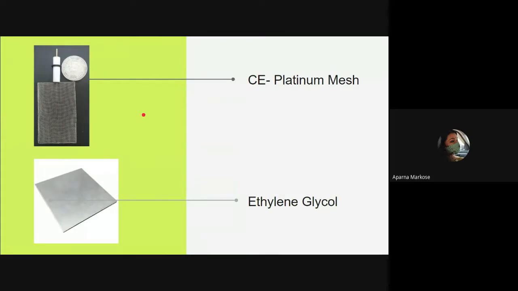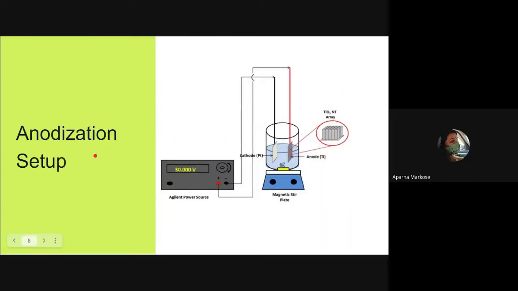And you need a, oh sorry, this is wrong. You require a platinum mesh as a counter electrode, and this is actually the image of a titanium foil, and I mistakenly wrote ethylene glycol. I don't know how it happened. So this is a titanium foil. As an anode, you require a titanium foil, and as a counter electrode, you require a platinum mesh. So your anodization setup will look like this.